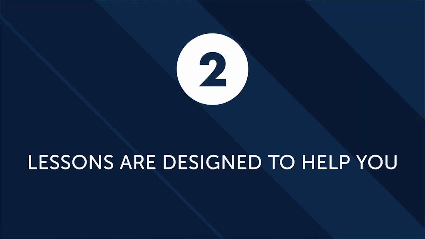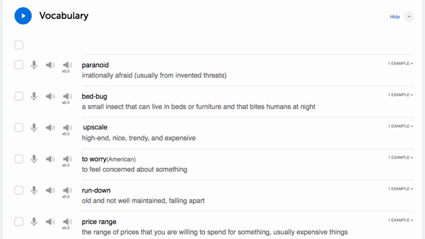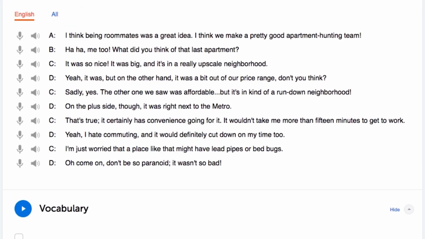Second, lessons are designed to help you understand and engage with culture. On our website, our focus is to help our students learn practical vocabulary and phrases that are actually used in everyday conversation. This means that from your very first lesson, you can start applying what you learn immediately. So if you want to go out to a restaurant, play games, or attend a social function with your partner, you'll have the vocabulary and phrases necessary to have a great time.